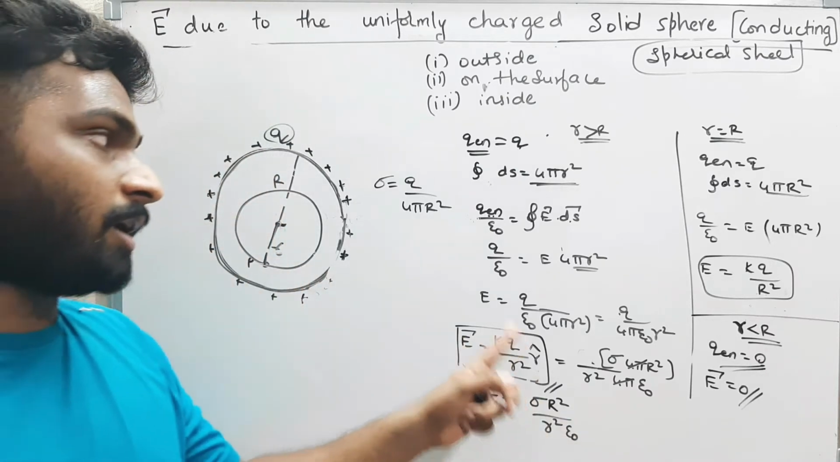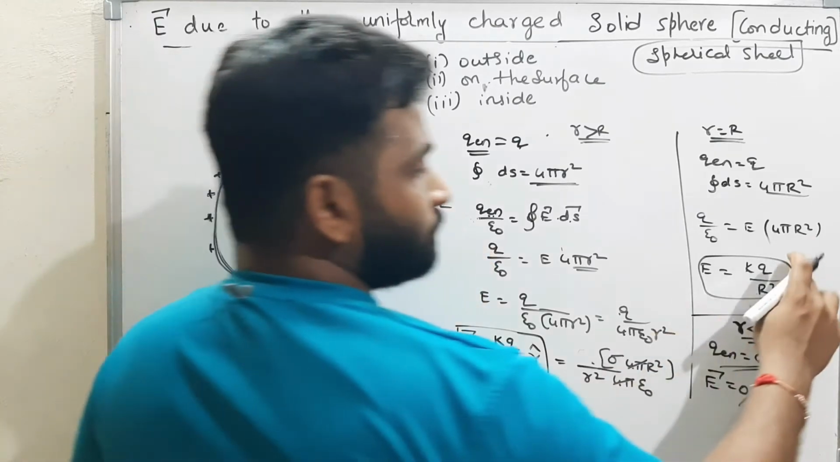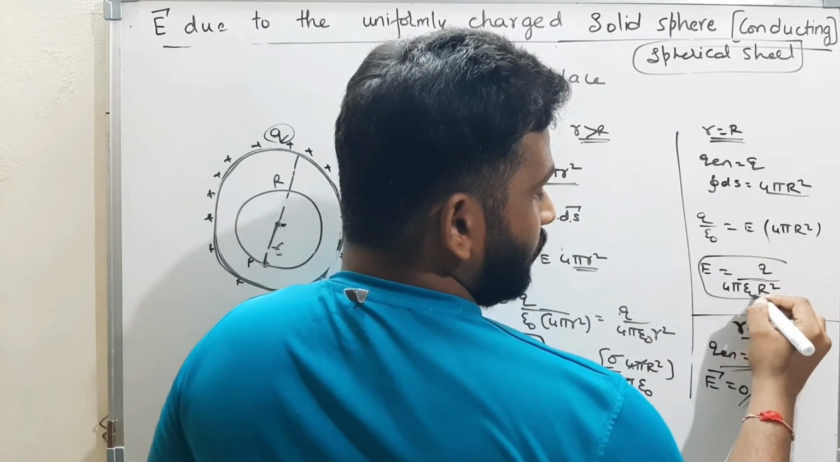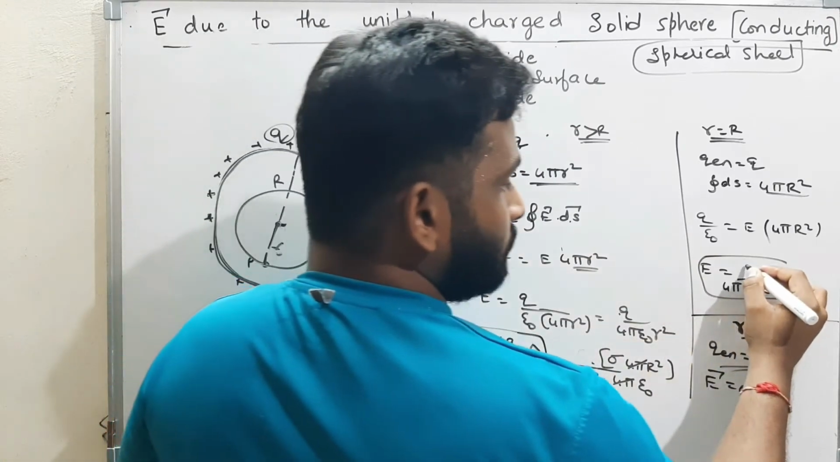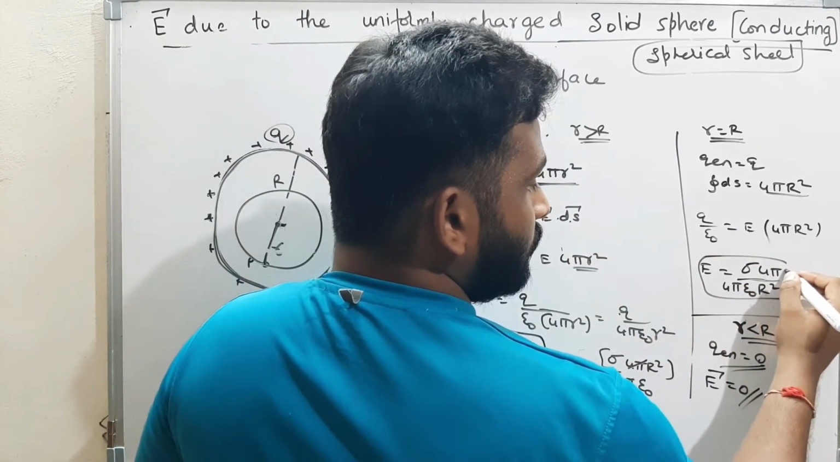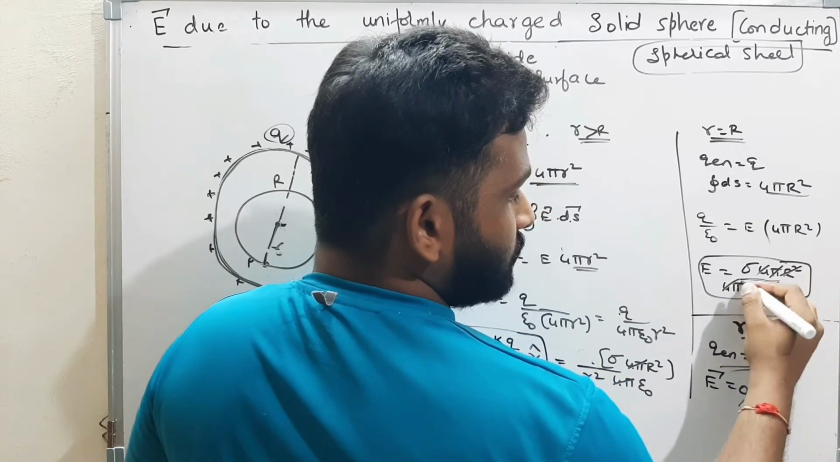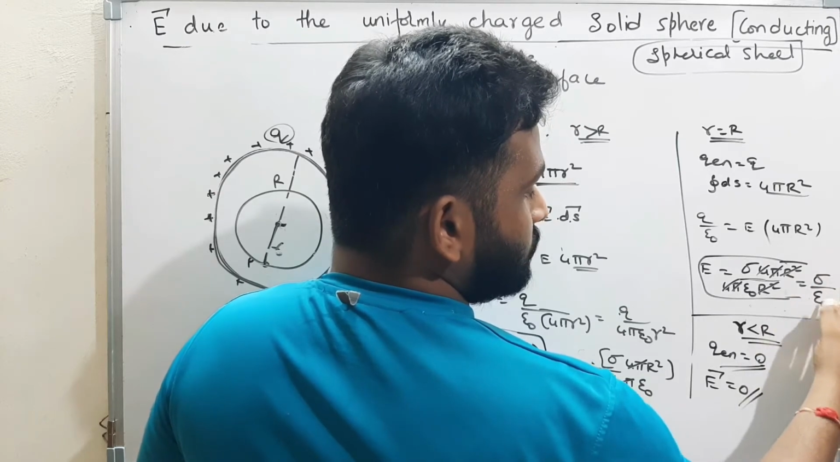In place of charge, I kept sigma into 4 pi capital R square. Now here, K is how much? K is nothing but 4 pi epsilon naught. What is charge? In place of charge, I wrote sigma into 4 pi capital R square. Capital R square cancels off, 4 pi cancels. What is remaining? Therefore, the electric field is sigma by epsilon naught.